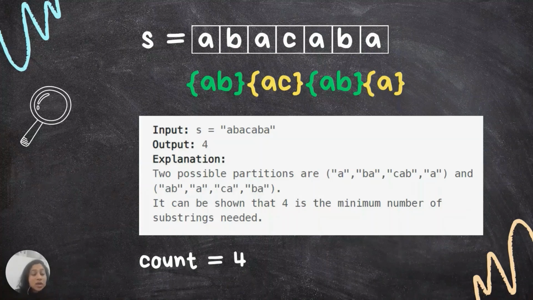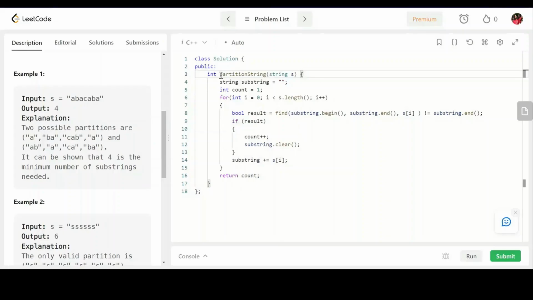Not the way you have reached it. They have given us a function called partition string in which they are passing the input string s, and the return type of this function is int. So I have initialized count as 1 and taken another variable substring in which I will be storing the characters.